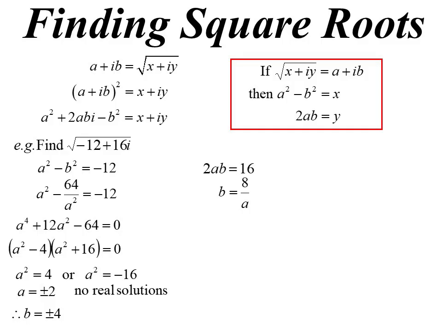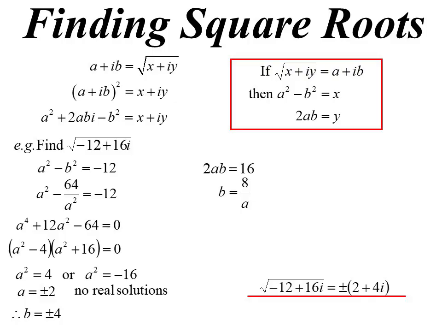a squared equals negative 16, no real solutions. But remember we said the imaginary part and the real part, they're both real numbers. So I need a real solution for this. a squared equals negative 16 doesn't concern me. And there's my answer then. The square root of negative 12 plus 16i is plus or minus 2 plus 4i.